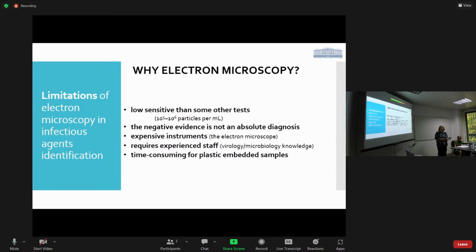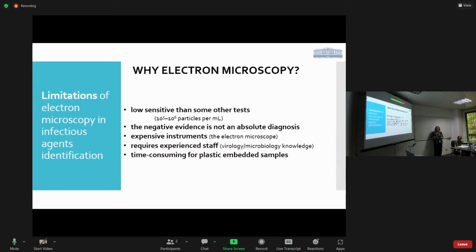We have some limitations in electron microscopy. We need a quite large quantity of pathogen in the sample, but usually when it's an infectious disease with unknown pathogen, the lesion will be quite dramatic, and a lot of particles will be available in the biological sample. If it's not present, this is not equal to the absence of the pathogen.